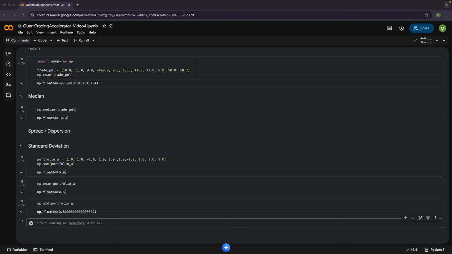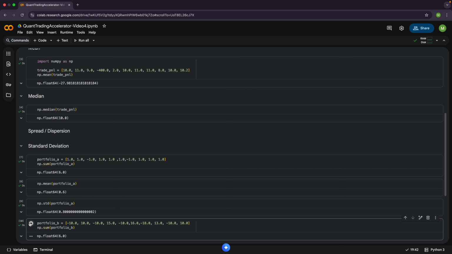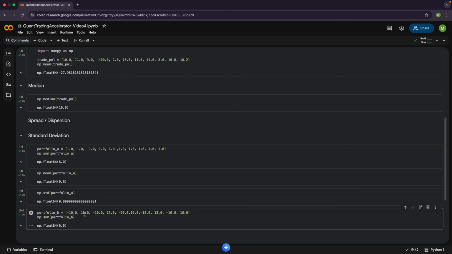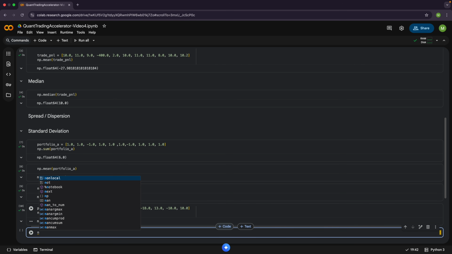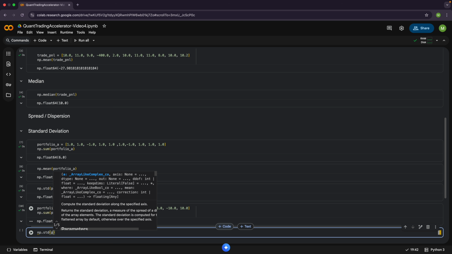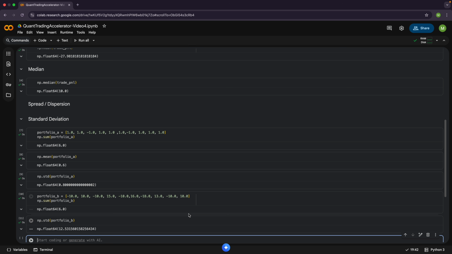So now I'm going to give you a different portfolio, but they both add up. If you add up the values here, they all add up to 6 as well. But you'll notice that these values look kind of extreme. So now if we measure the standard deviation for portfolio B, you see here that it's a much higher number.